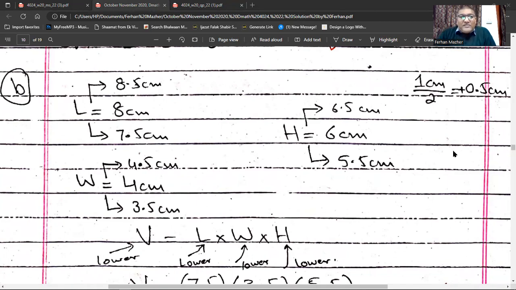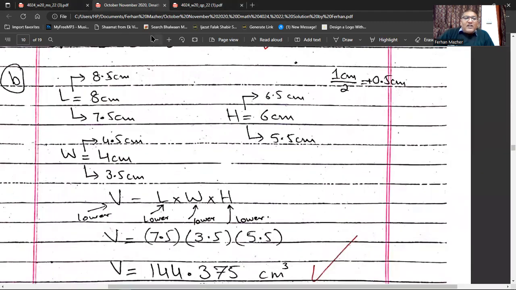The width is 4 centimeters, so add 0.5 centimeter to it. You get 4.5 centimeter, which is the upper bound. And when you subtract 0.5 from 4, you get 3.5 centimeter, which is the lower bound of the width. The height is 6 centimeter. When you add 0.5 centimeter, you get the upper bound of the height, that is 6.5 centimeter. And when you subtract 0.5 from 6, you get 5.5 centimeter, which is the lower bound of the height. Now I know the upper bound and the lower bound, and their question is to find the volume.